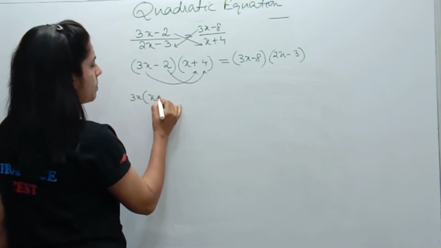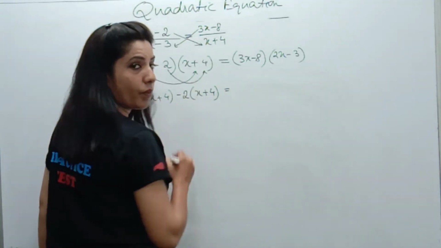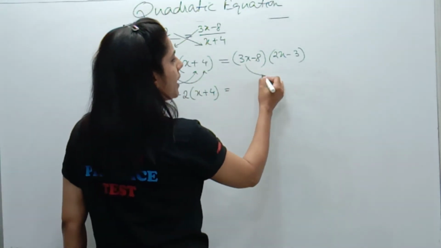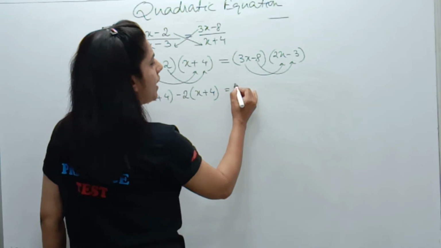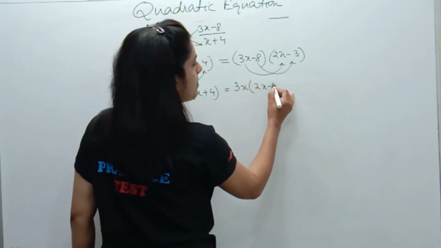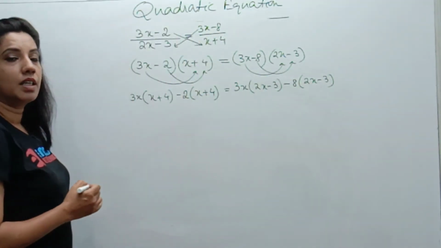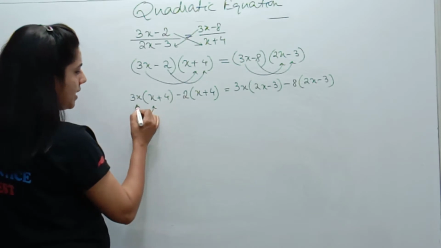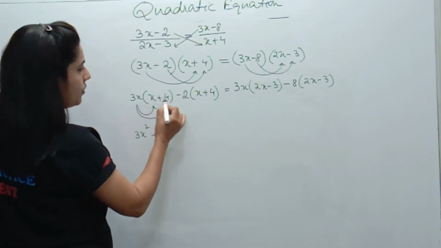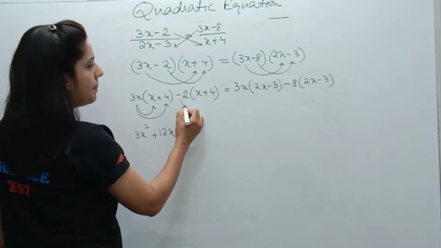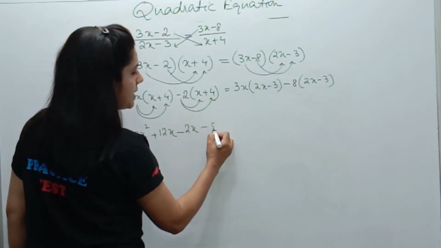3x whole into (x plus 4) minus 2 whole into (x plus 4) is equal to, same thing on the right hand side, 3x into the whole second term minus 8 into the whole second term. So we write 3x whole into (2x minus 3) minus 8 whole into (2x minus 3). So now multiply 3x into x and 3x into 4. 3x into x will give you 3x square plus 3x into 4, 12x, minus 2 into x, that's minus 2x, minus 2 into 4, that is minus 8.